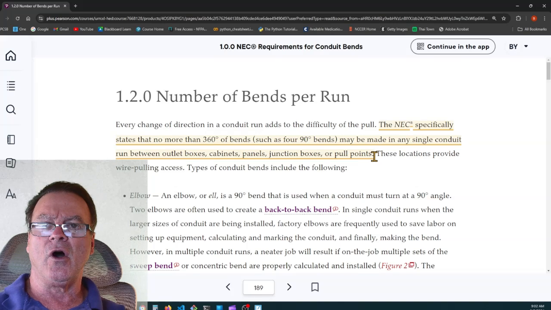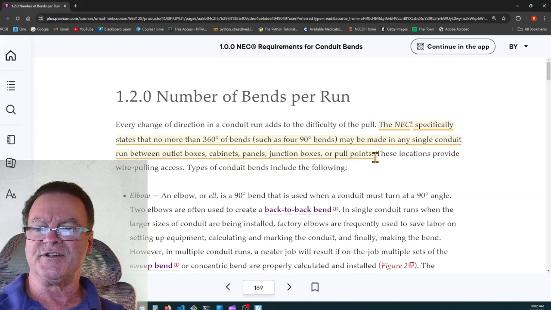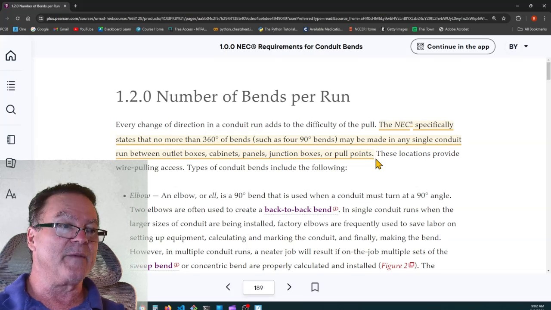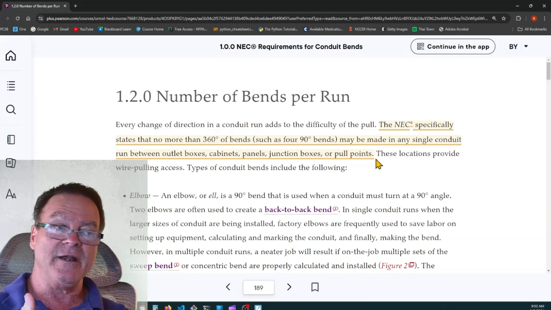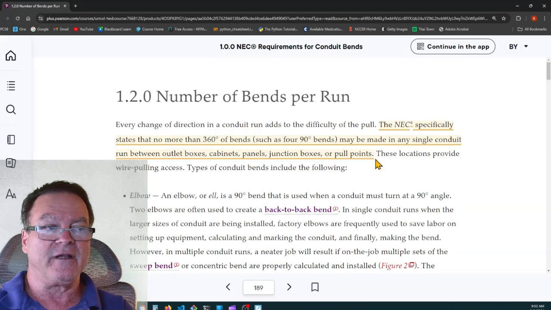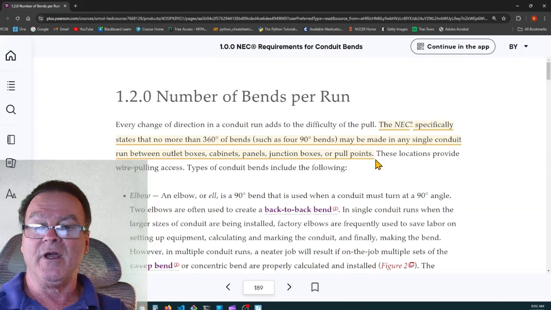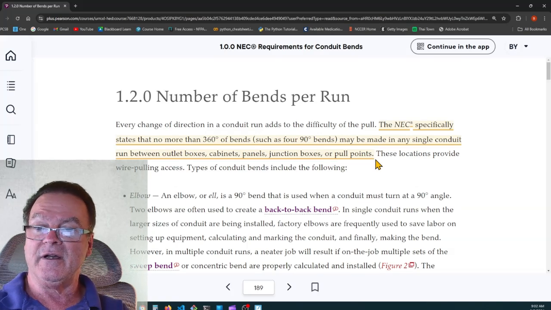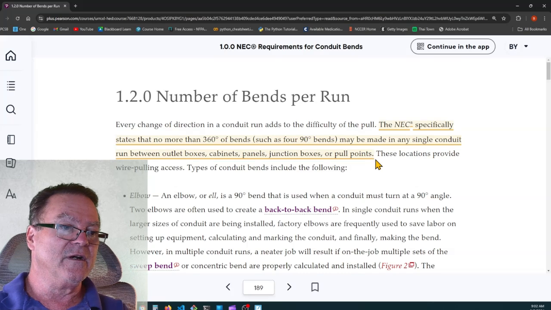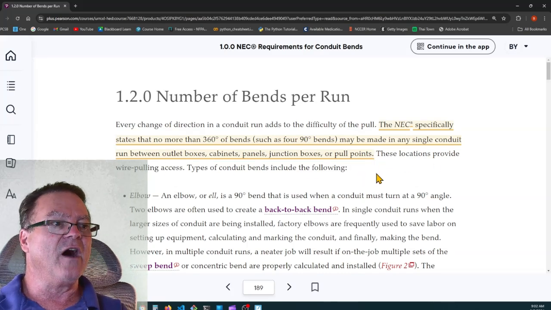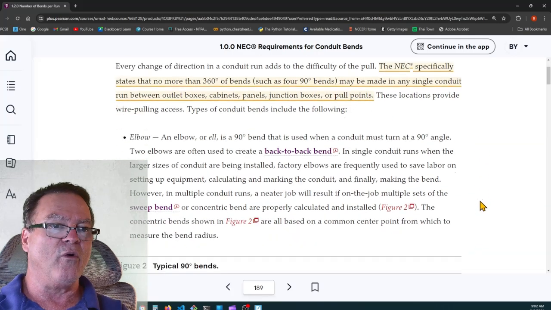So if you're running a long run of rigid conduit or EMT, and you get to where you have 4 90-degree bends or any number of bends that add up to 360 degrees, you need to put a pull point. You can put a C conduit, just a pulling conduit, and then continue on with your pipe run. You can put a box, you can put an LB or LL or LR. You can put any kind of a fitting that has a cover that can be taken off, and that's a pull point.